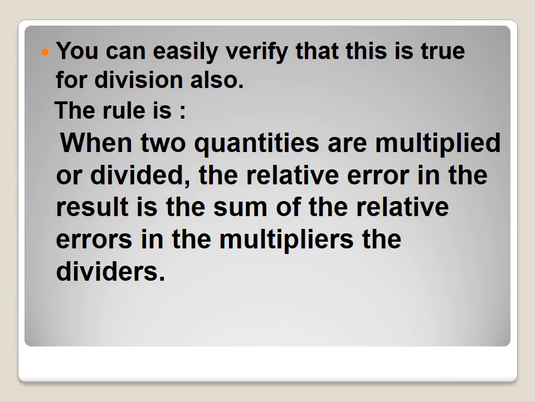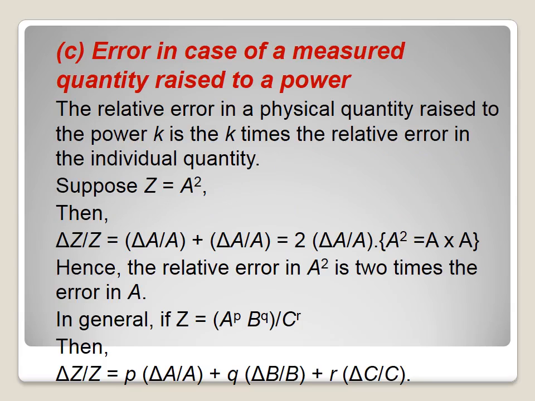This rule is also applicable for division. Here the rule is when two physical quantities are multiplied or divided, the relative error in the result is the sum of the relative errors in the multipliers or dividers. And the last error calculation part is to calculate the error in case of a measured quantity raised to a power.